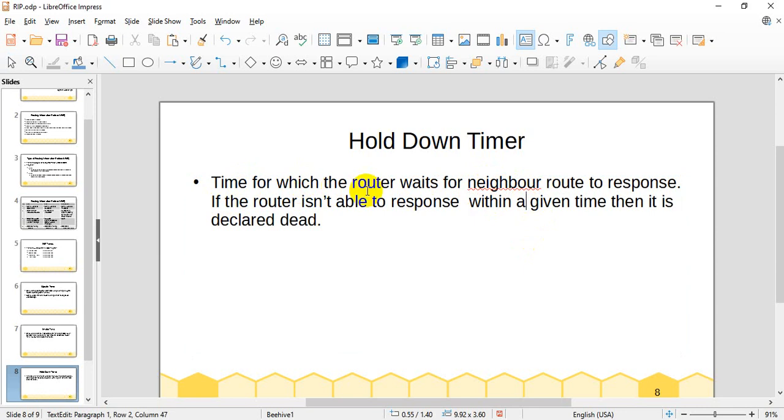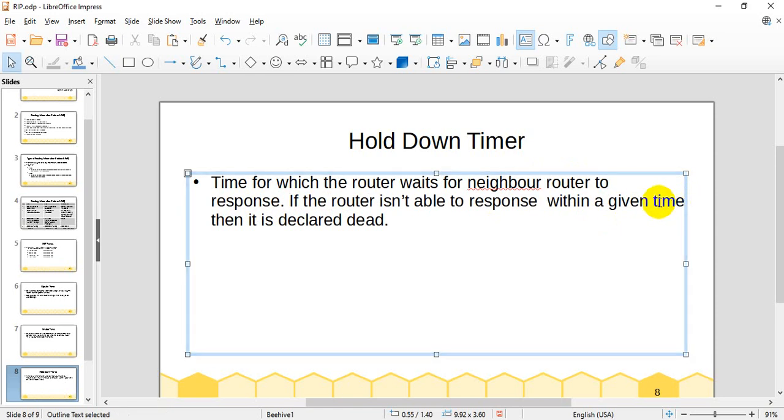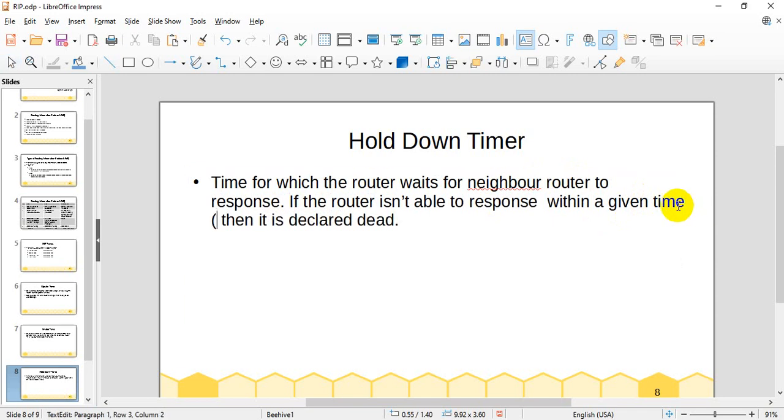And as you know, the default value of the hold down timer is 180 seconds. It is the time for which the router waits for the neighbor router to respond. If it doesn't respond within the given time, meaning within 180 seconds, then it is declared as dead.